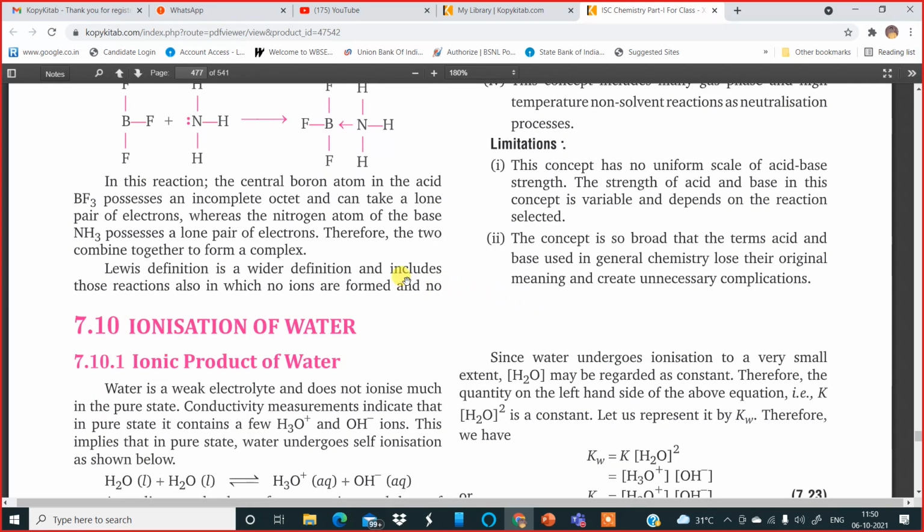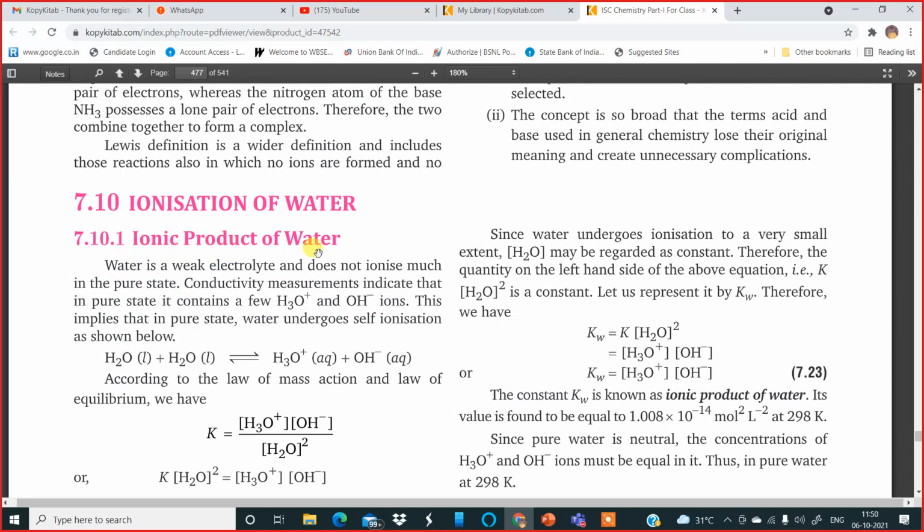Therefore, let's move to the next heading, the ionization of water, the most important part of this chapter, again, the ionic product of water. From here, definitely you're going to get a lot of questions. We know water is a weak electrolyte and does not ionize much in a pure state, so it ionizes partially. Conductivity measurements indicate that in pure state, it contains a few hydronium ions and hydroxyl ions. This implies that in pure state, water undergoes self-ionization, as shown here.